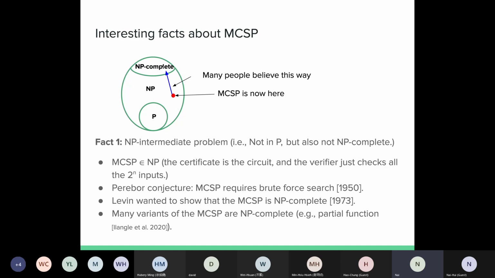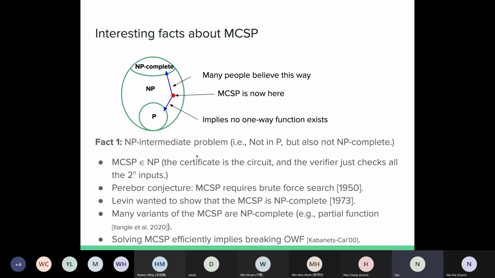NP complete. We also found that many variants of MCSP are NP complete. Like if you consider partial functions, not total functions, or sparse MCSP or multi-output MCSP, all of them are NP complete. But for the standard MCSP, we don't know right now. And actually these are very recent results.